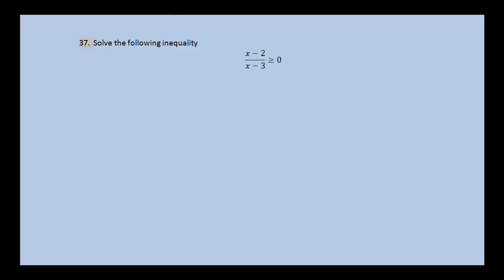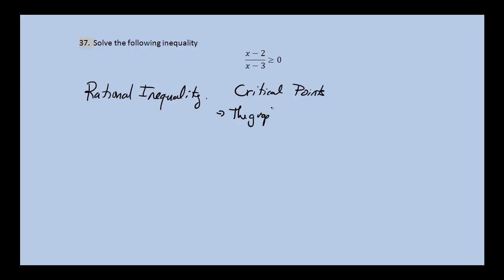Okay, so in this question we have to solve a rational inequality. So we are solving a rational inequality. So first thing we're going to have to identify are critical points. Our critical points of our rational inequality are anywhere the graph could change signs. Specifically, it can change signs at zeros and vertical asymptotes.